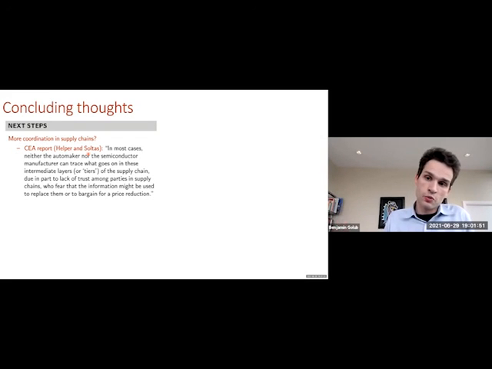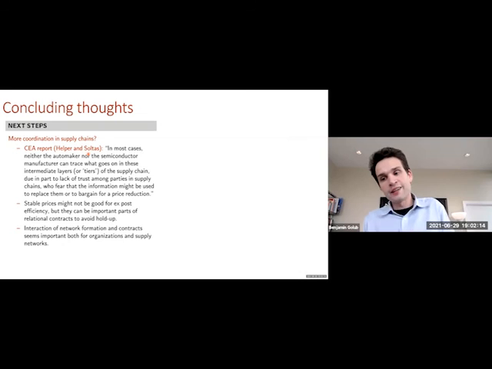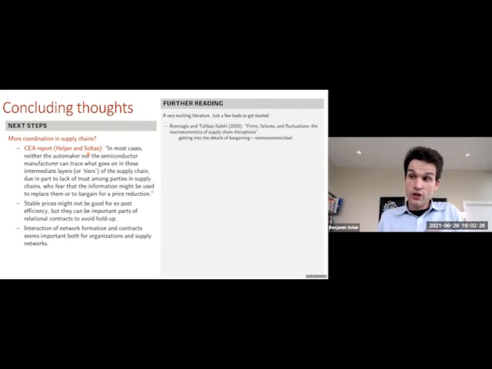And so Helper at least is worried about this. She has a lot of papers where she documented this, so it isn't just an opinion on a blog. And a related point is that, as we said, stable prices can underprovide incentives for ex post reliability. But on the other hand, stabilizing prices and preventing holdup is one of the big things that relational contracts do. So I think broadly, the interaction of network formation and contracts seems really important, both within organizations and in these decentralized supply networks.